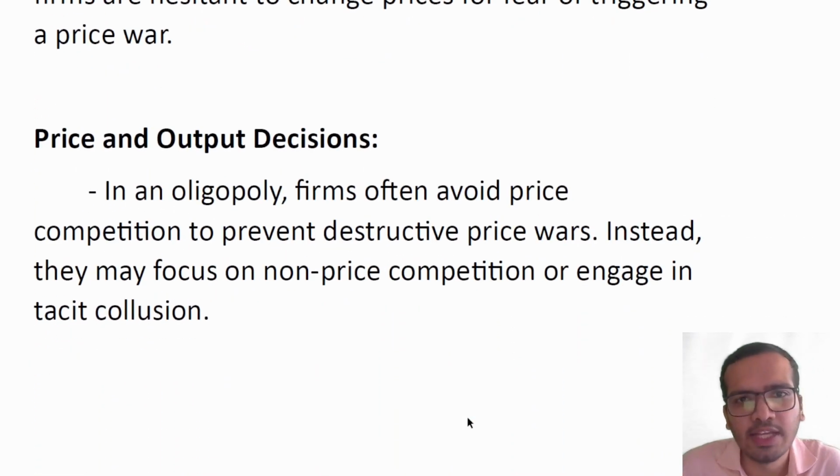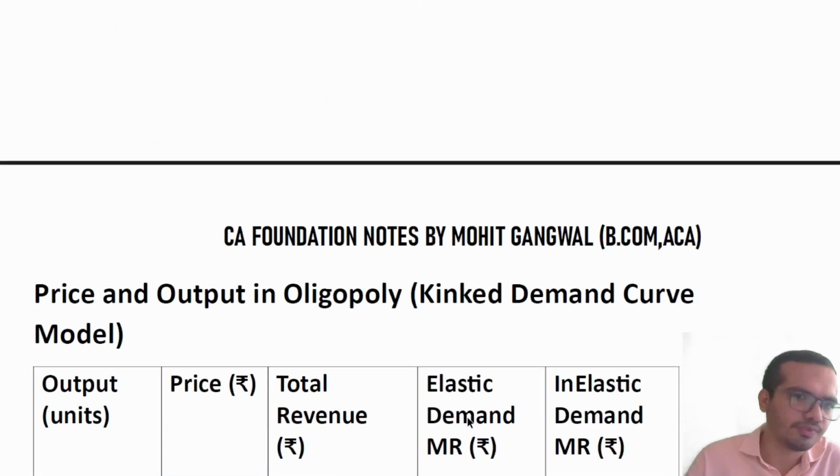Then comes price and output decisions. In an oligopoly, firms often avoid price competition to prevent destructive price wars. Instead, they focus on non-price competition or engage in tacit collusion.